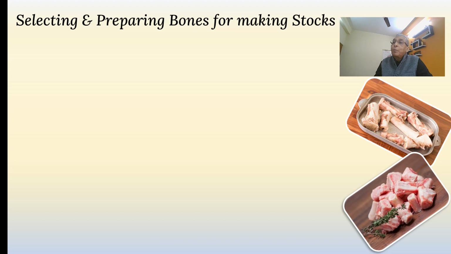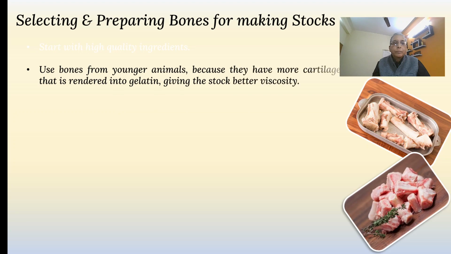Selecting and preparing bones for making stocks. As I have mentioned, start with high quality ingredients because you are not going to compromise with the quality from the very beginning. Only the fresh ingredients will be utilized and the best possible ingredients will be utilized, not the leftovers, for making the stock. Use bones from younger animals because they have more cartilage. More cartilage and the simmering process will ensure the stock is more gelatinous and it will have a very sticky appearance, and that is the excellence of a stock.